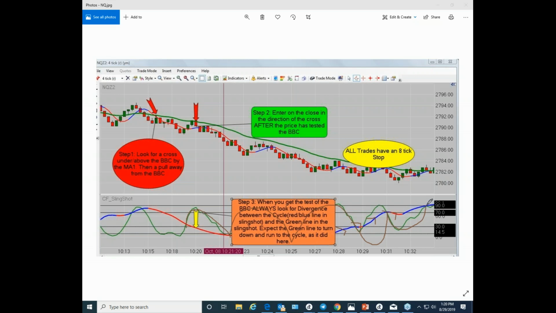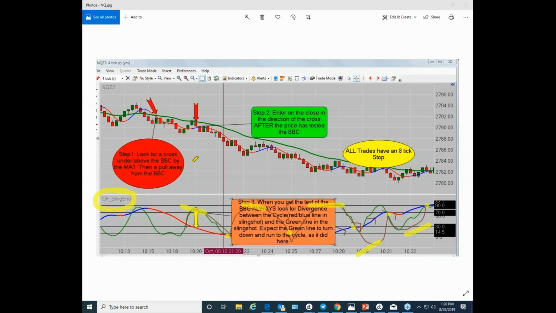So what you end up doing, okay, is you end up selling this rally, selling this rally, selling this rally, buying this dip, buying this dip. And every time it goes into the cycle, we're covering the profit. That's the game plan. That's why the trade exists down here in the slingshot. Okay?